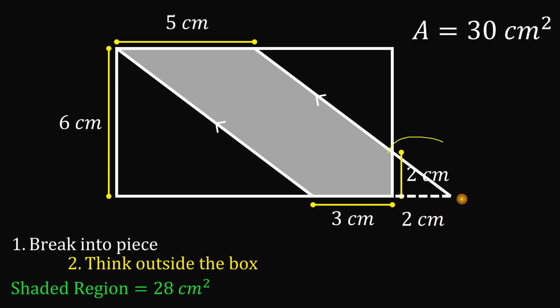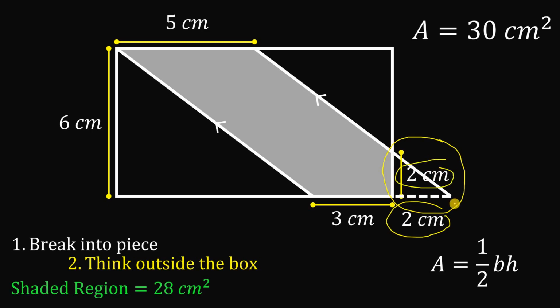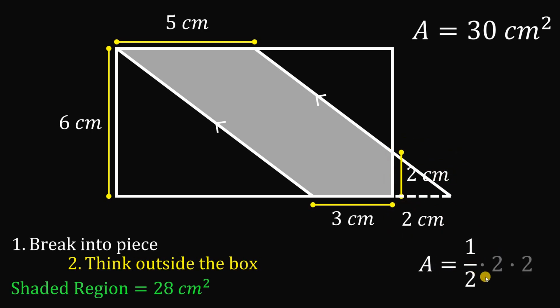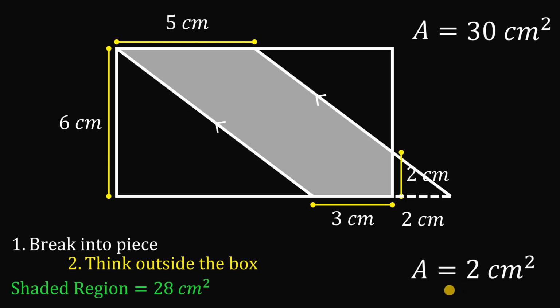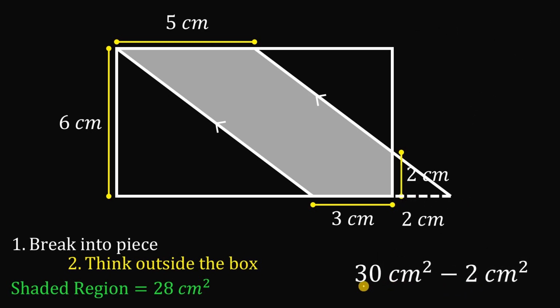Now, how about the area of this small triangle? Using this formula, 1/2 times base times height. Do we have the base? Of course, we have 2 centimeters. Do we have the height? Of course, we have 2 centimeters. So the area of this triangle must be equal to 1/2 times 2 times 2. 2 times 2, we have 4. 1/2 times 4 will give us 2. Therefore, the area of this small triangle must be equal to 2 square centimeters. And if we subtract this 2 from 30 square centimeters, we get 30 minus 2, which will give us 28 square centimeters.